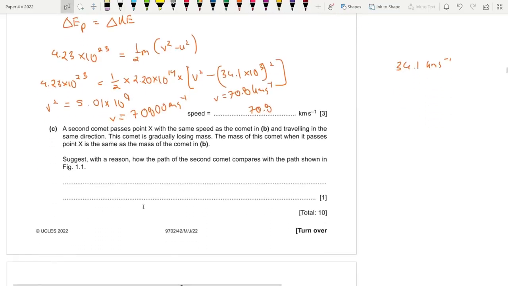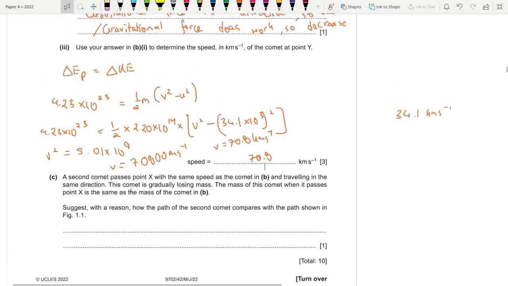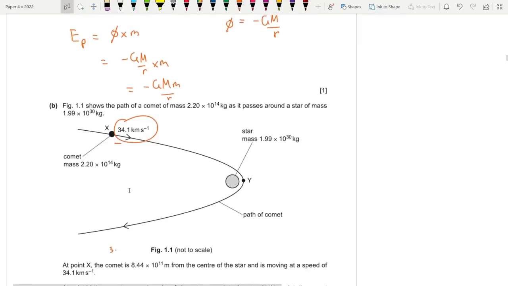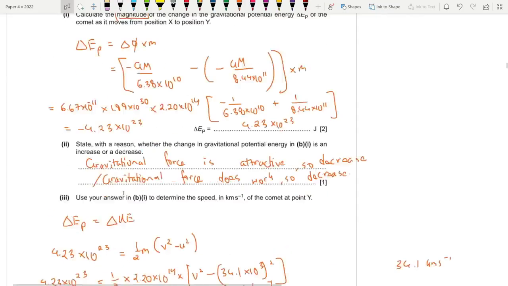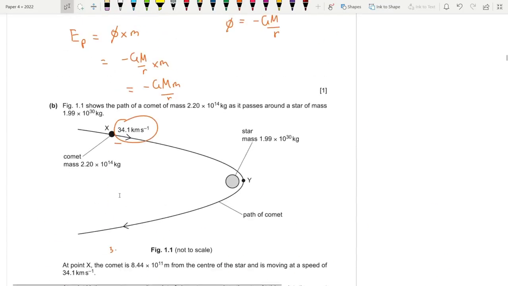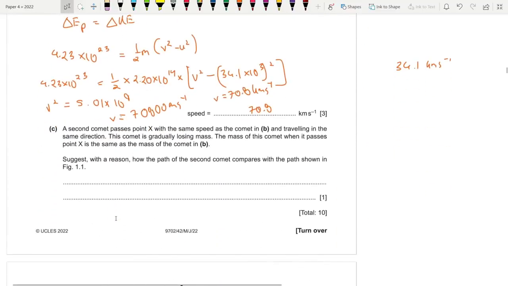Next, a second comet passes point X with the same speed as the comet in B and traveling in the same direction. The comet is gradually losing mass. The mass of this comet when it passes point X is the same as the mass of the comet in B. State the reason how the path of the second comet compares with the path shown in figure 1.1. So our comet is actually losing mass. This is the second comet.